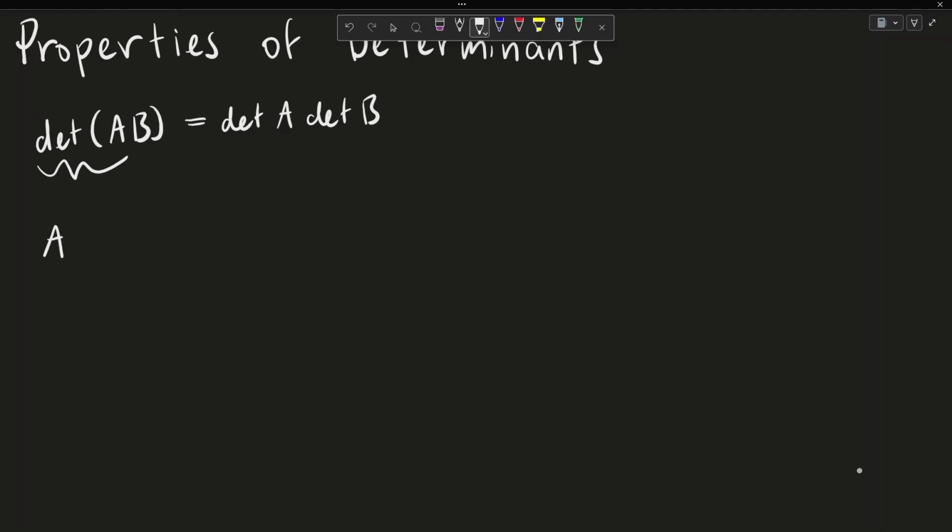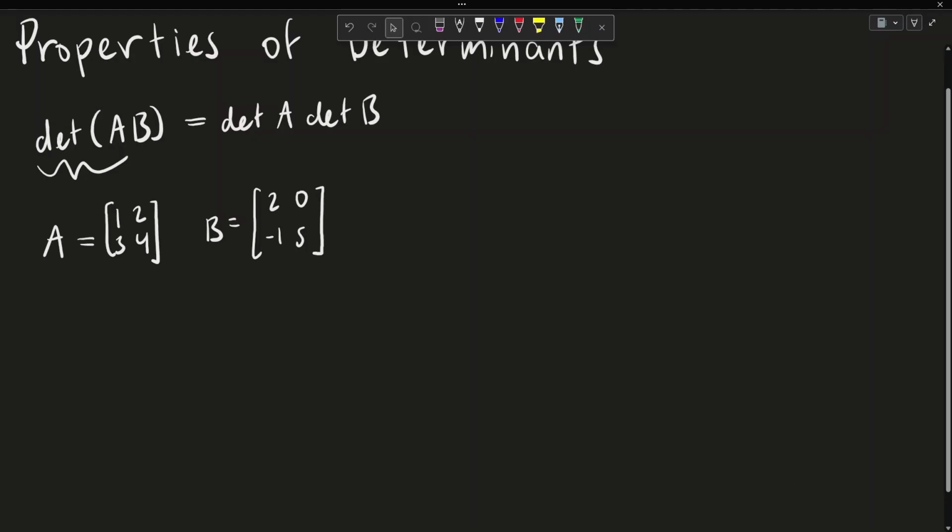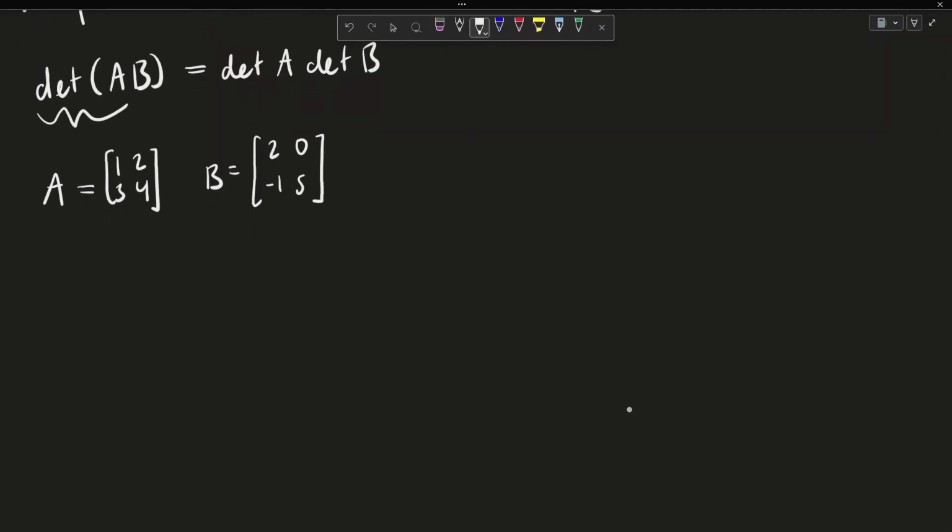Let's say we have a matrix A, which is 2x2, and it's 1, 2, 3, 4. And we have a matrix B, which also must be 2x2. We'll set its values to 2, 0, -1, and 5. If we find the matrix product of these, we find AB is equal to 1, 3, 2, 4 times 2, -1, 0, 5.